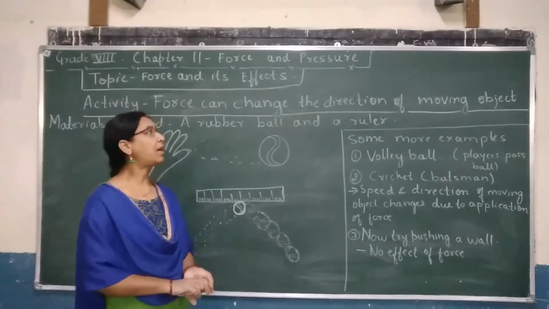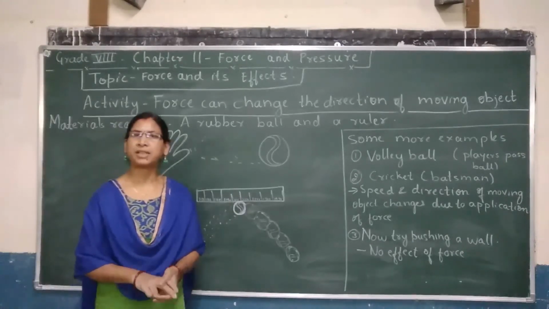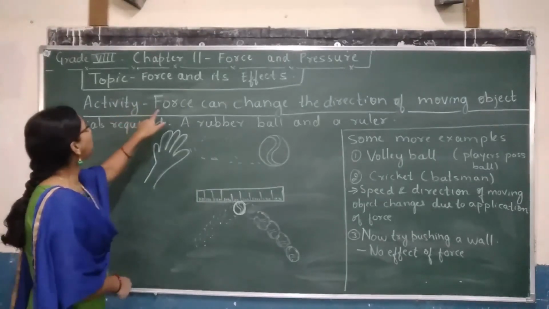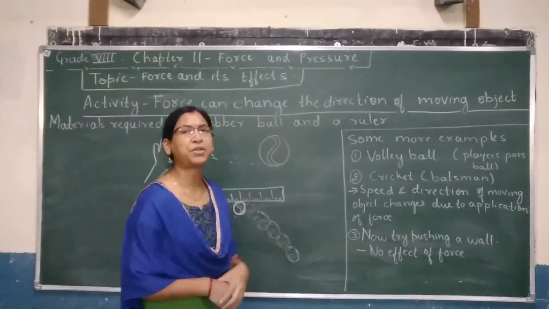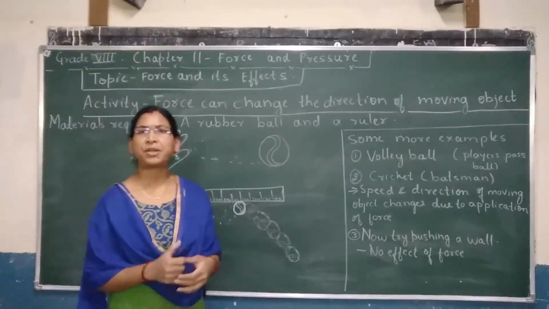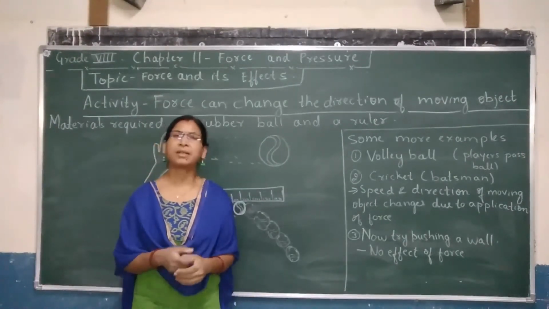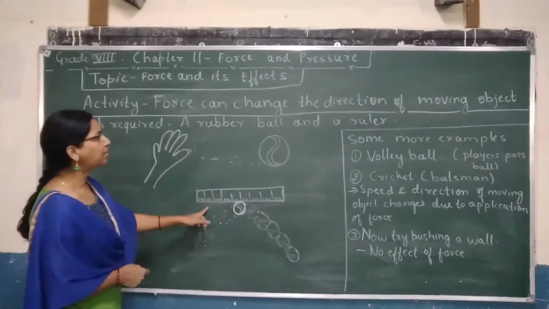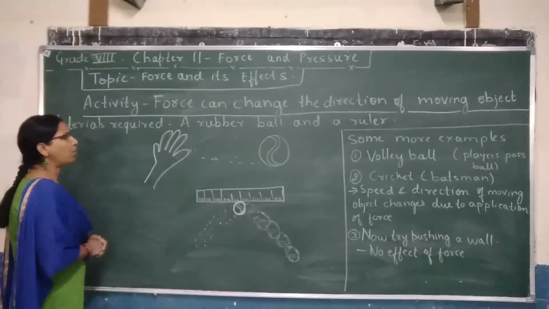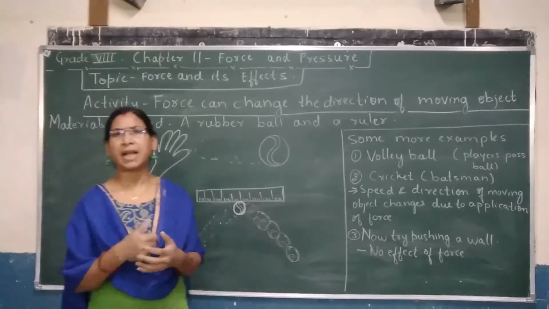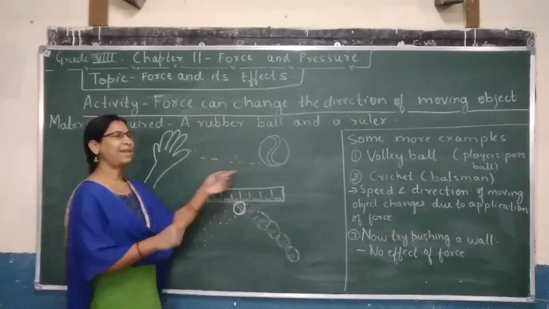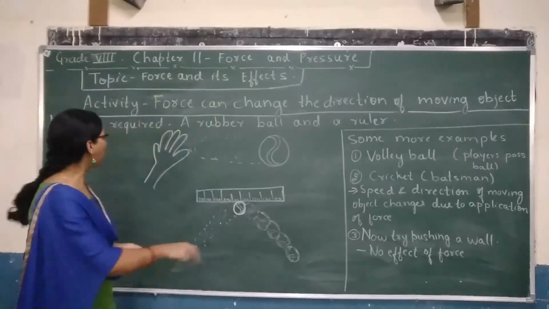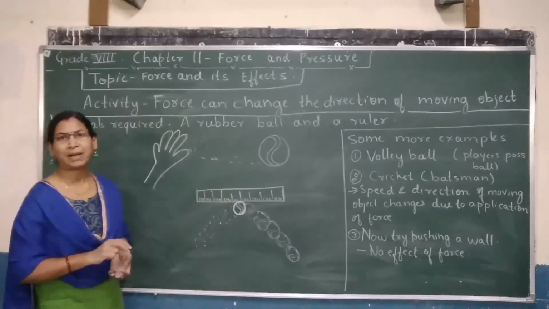Dear children, in our earlier activity we have seen that force can change the speed of an object. Now let us see how, with the help of force, there is a change in the direction of a moving object. Let us do an activity to understand this better. For this we need a rubber ball and a ruler, that is a scale. Like we did in our earlier activity, take the ball and push it gently on a level surface like a table. Or we can also do it on the ground, it should be level.